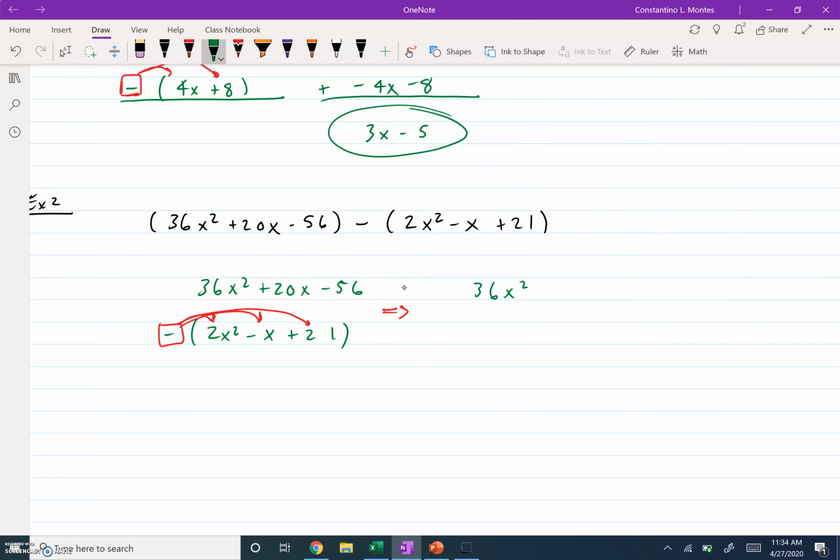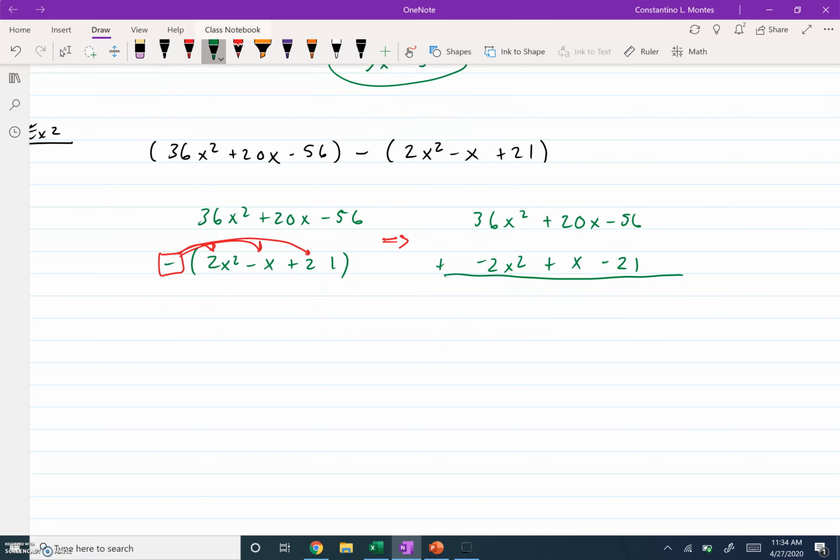So this is going to turn into, top stays the same, minus 56. And then I'm going to add negative 2x squared. So negative times a 2x squared is negative 2x squared. A negative times a negative x will be a positive x. And a negative times a positive 21 would be minus 21. All right, so now I'm going to combine these using addition.